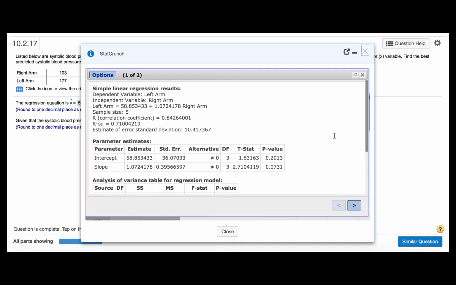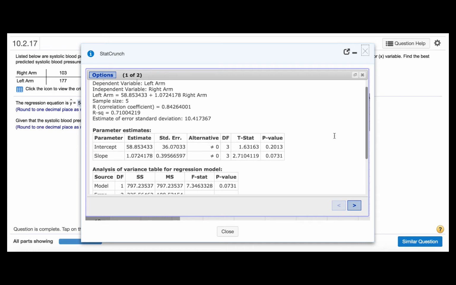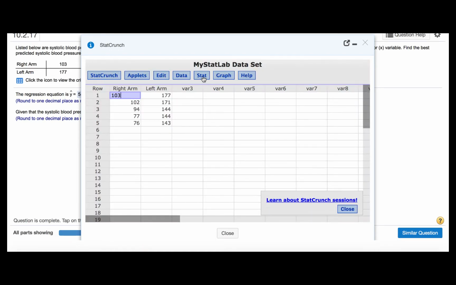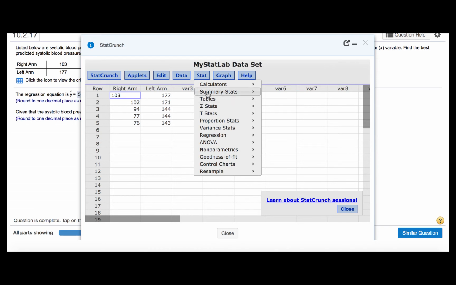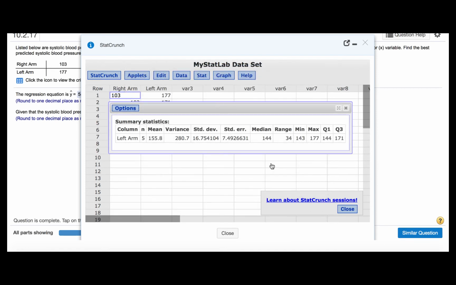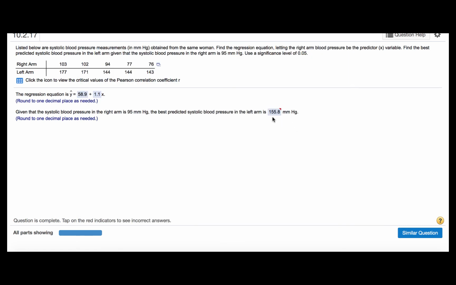So the only value that is appropriate to use to make predictions for the Y variable, or the response variable, would be the mean of the response variable. So again, we'll click Stat, Summary Statistics, Columns, Left Arm, and then click Compute, and we find that the mean is 155.8. So 155.8 is the value that we should use as a predicted value for the systolic blood pressure for the left arm, given any value for the right arm.